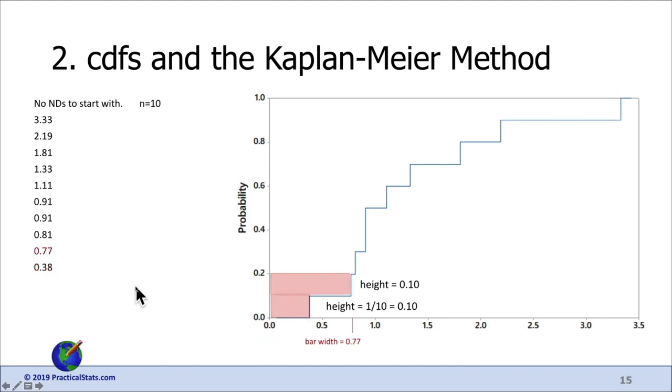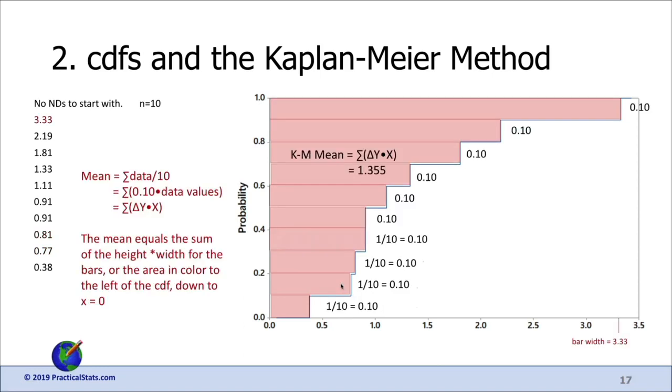And then we go to the next one, the 0.77 does the same thing, goes out to 0.77 and jumps up. How far does it jump up? 0.1, 1/10. Same thing for the third and so on. So we can do this all the way till the top.